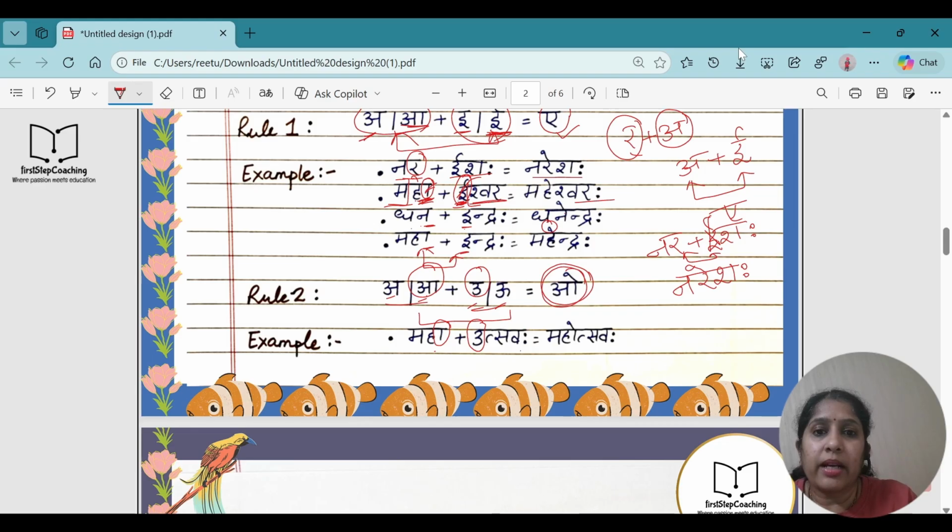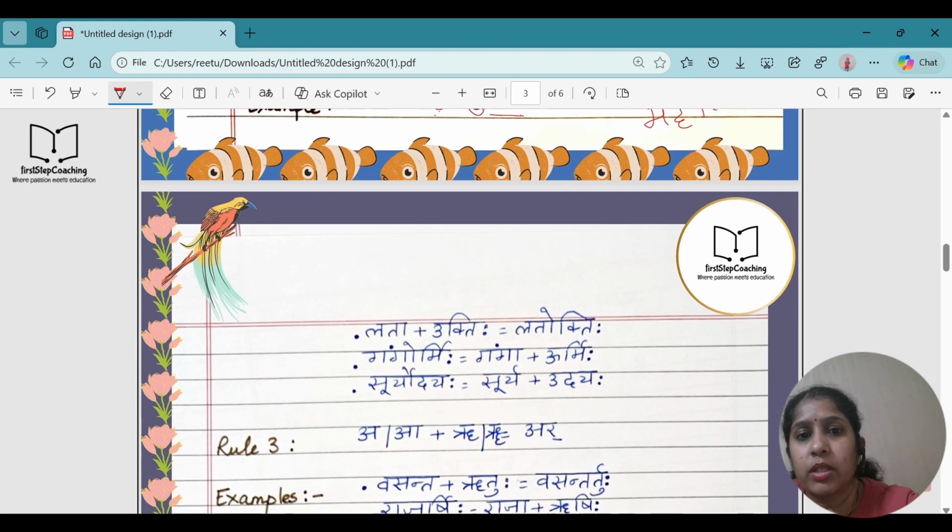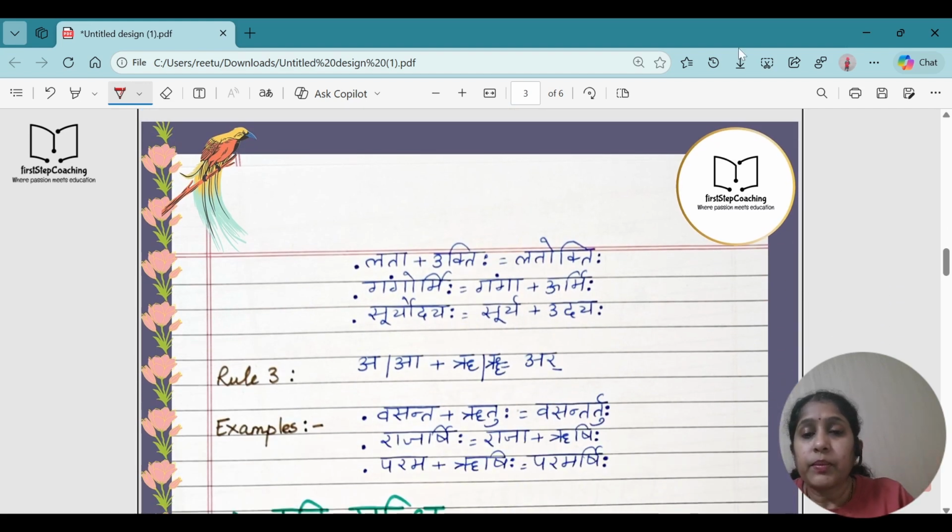And where does that matra get added? The matra of O will get added to the end of the first word, in the place of whatever matra was there. So what will happen? Ma, ha, A plus U will become O, and then Swa as it is. Correct? So it will become Mahotsavaha. Maha Utsavaha became Mahotsavaha. Let's go for some more examples for this one.